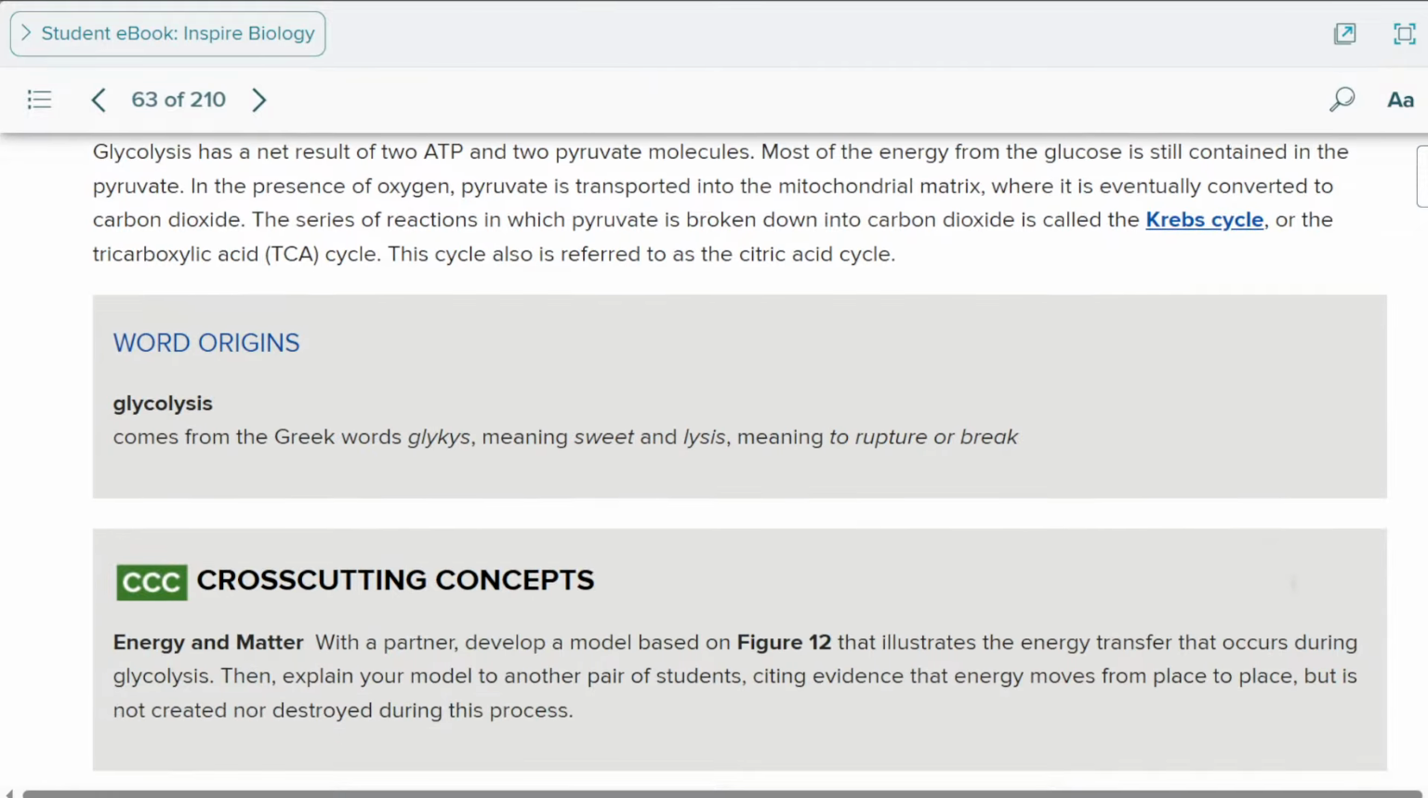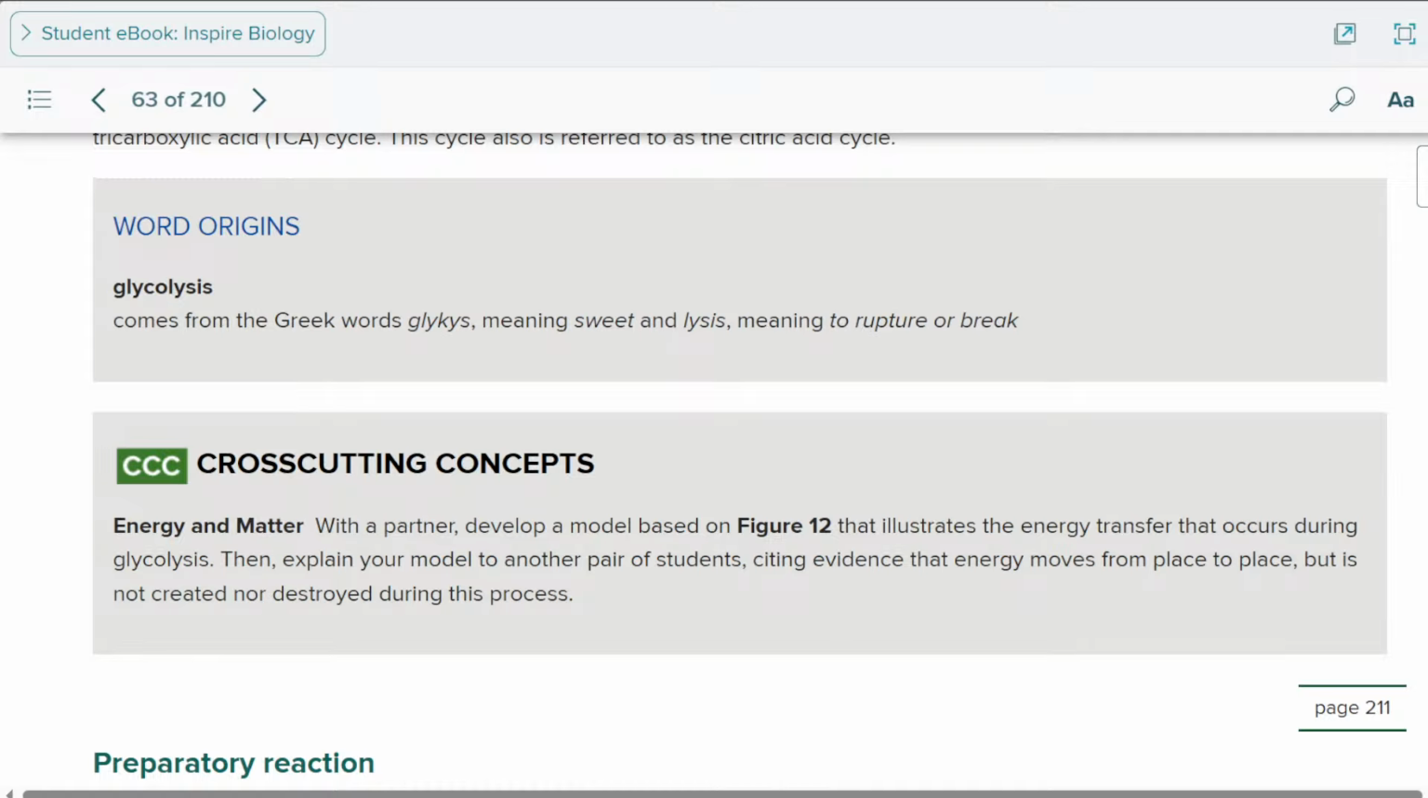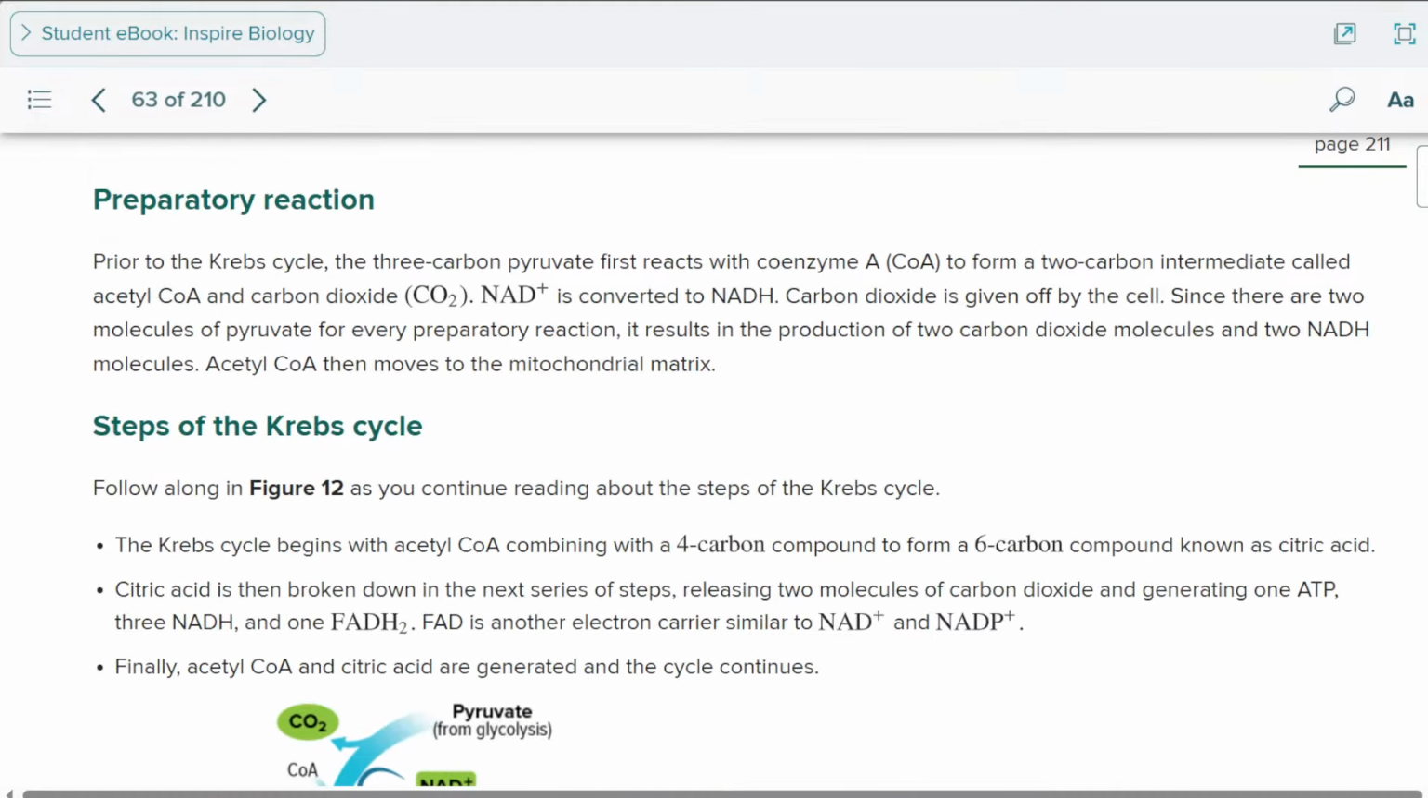As I mentioned earlier, in the word origin of glycolysis, the lysis at the end means to rupture or break, and the glyco is the glucose itself, so you're breaking down glucose. Now for the preparatory reaction, just a little note: we just want to reshape the pyruvate. It's going to take that 3 carbon and reshape it a bit until it looks like an acetyl CoA.